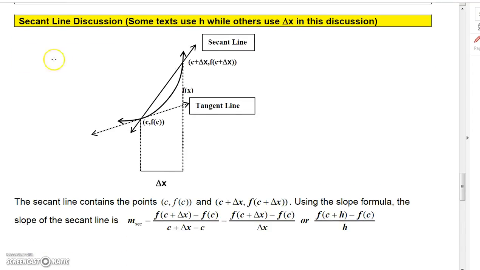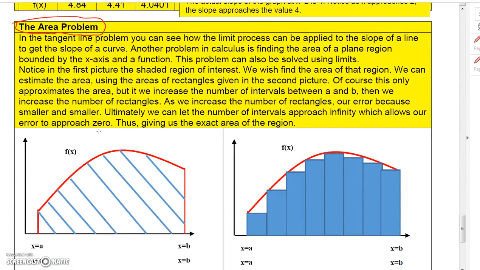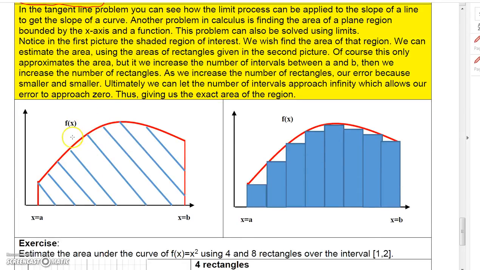Remember what I said: if we took the limit of this as delta x approaches 0, it actually will give us the slope of the tangent line. Well, the area problem works a little bit the same way, but it allows us to find the area under a curve. You see this red curve right here, f of x?